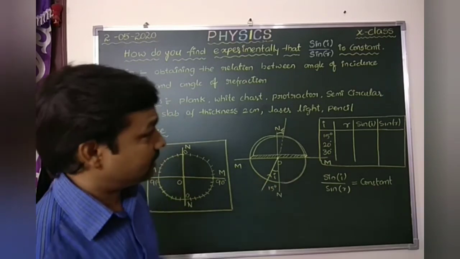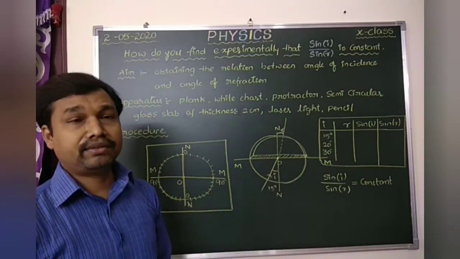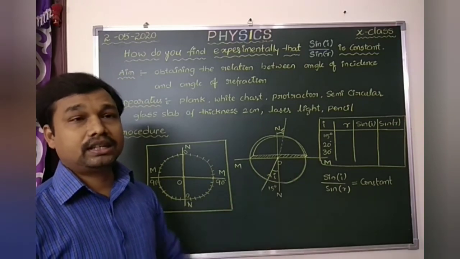By this we can get a relation between the sine of the angle of incidence and the sine of the angle of refraction, which remains constant.